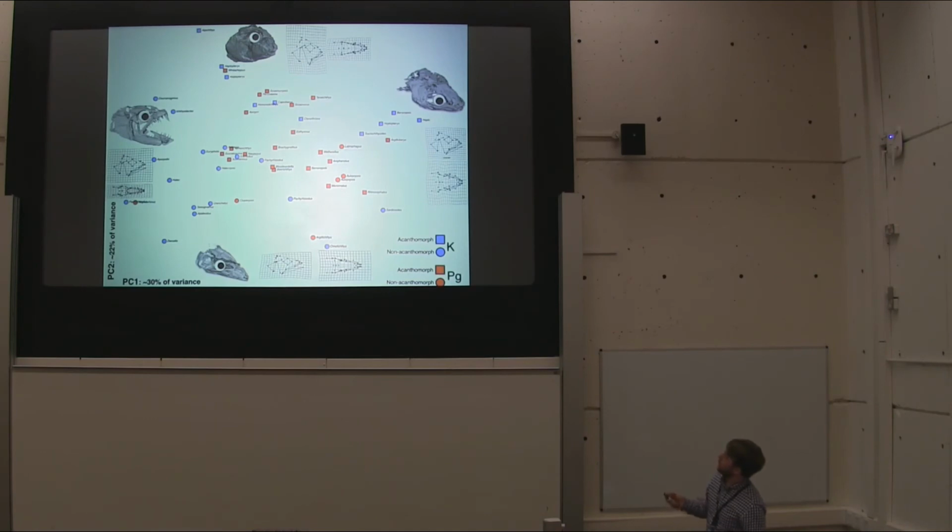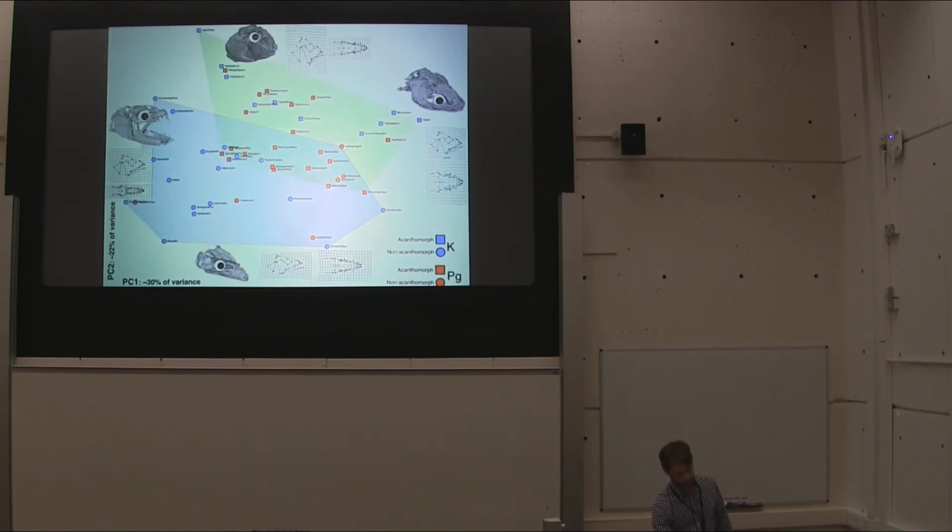Here we have a morphospace with the first two principal component axes, which summarize respectively the variation associated with the width of the skull in the first principal component, and basically the elongation of the skull on the second principal component.